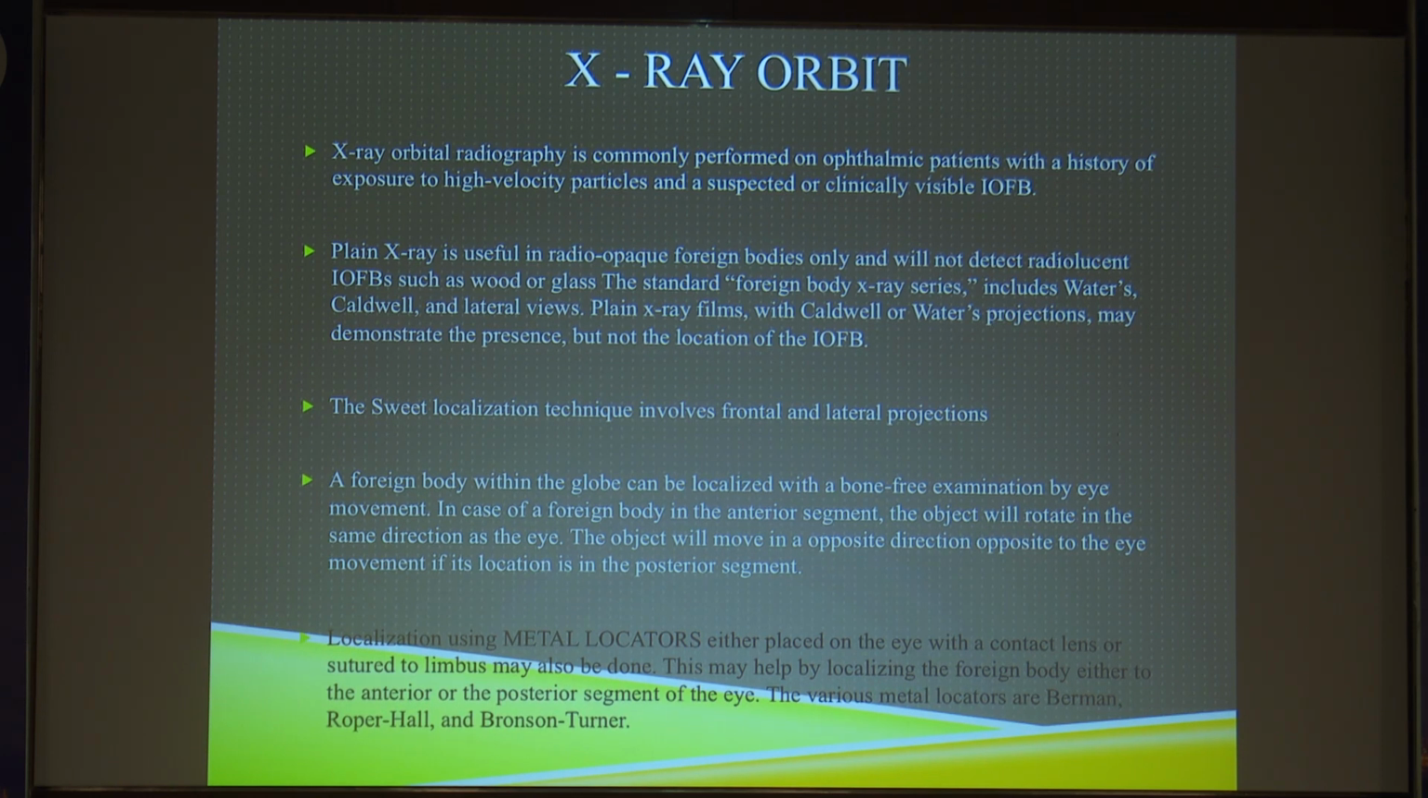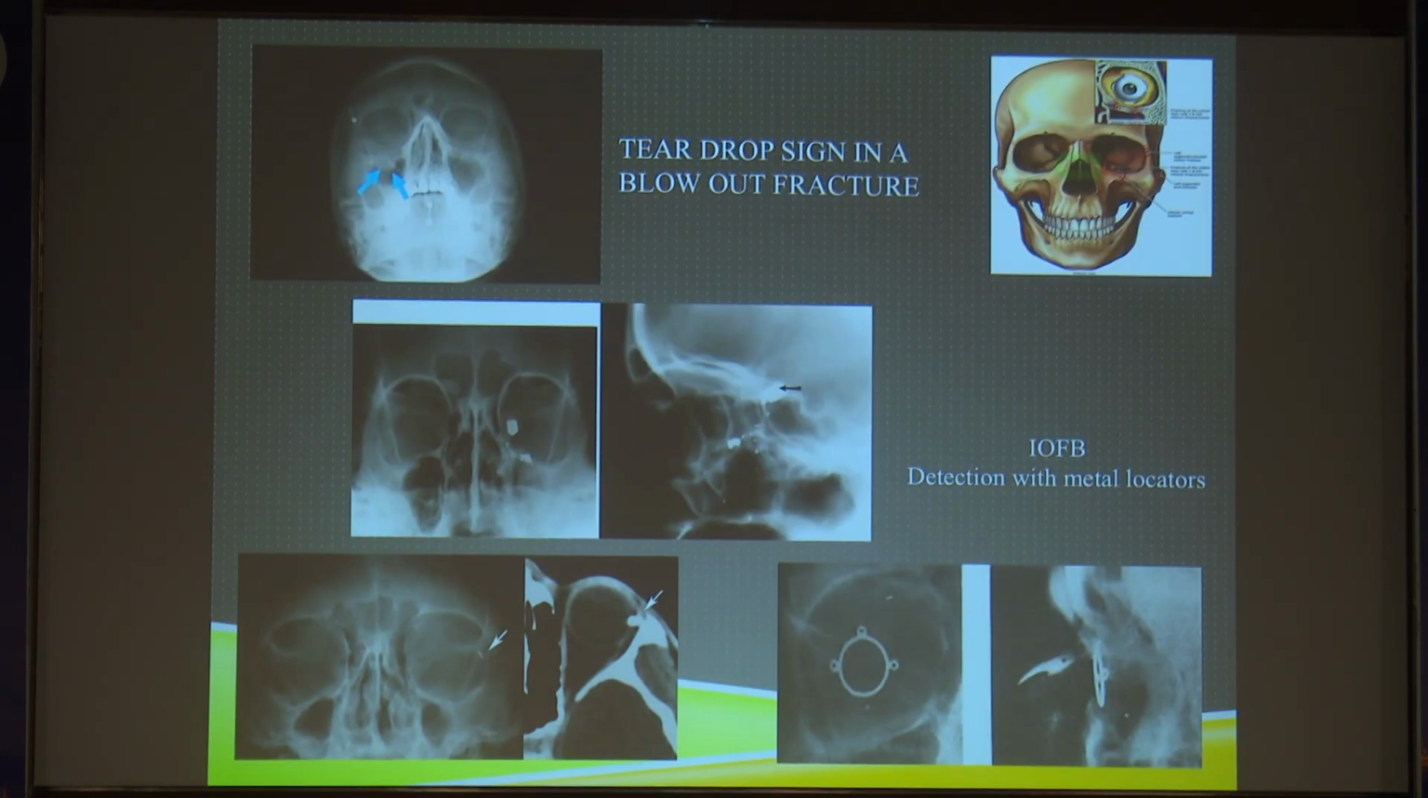Localization using metal locators can be either placed on the eye with a contact lens or sutured to the limbus, which we normally do like a metal ring sutured around, and this may help localizing the foreign body either to the anterior or the posterior segment of the eye. So here you have different images.